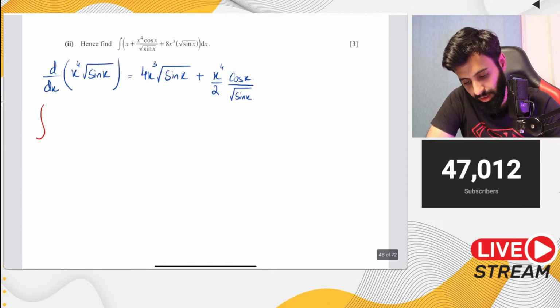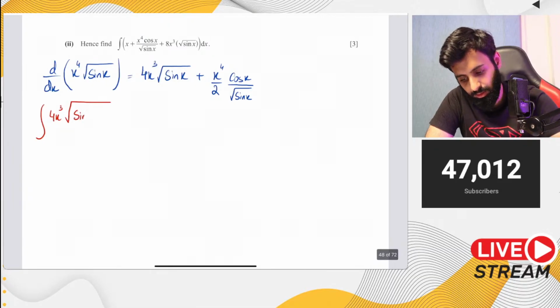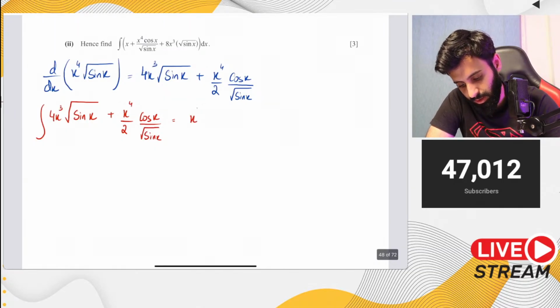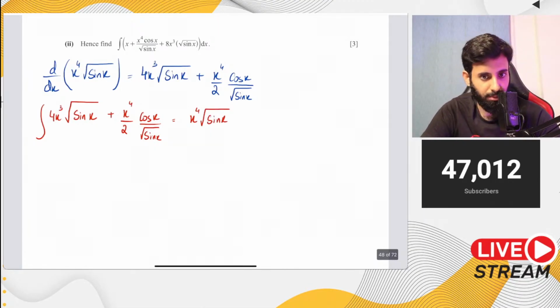We can conclude that if we integrate 4x cube square root of sine x plus x power 4 upon 2, cos x upon square root of sine x, then this is what we end up with: x power 4 into square root of sine x.